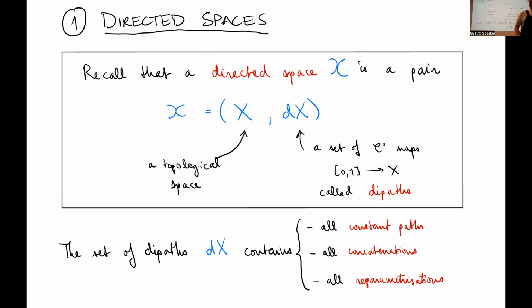And these should, first of all, contain all the constant paths. We should be closed under concatenation because we want to be able to compose things. And we should have all the reparameterizations of maps because, and I'll make this more clear later, we really don't care how quickly we go through these maps. We just care about which points they pass through, right? So this is a directed space. It's some kind of richer version of an internal category in the category of topological spaces, right? This is kind of what this encodes.